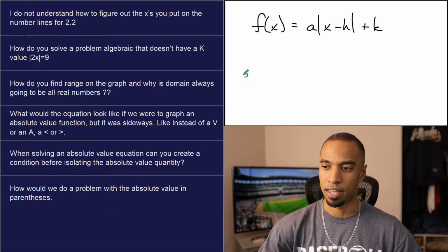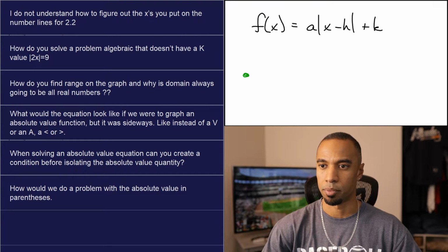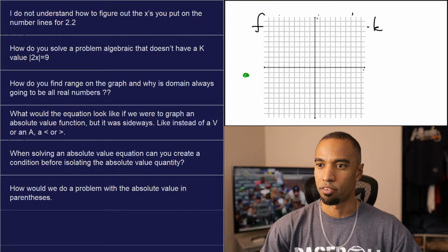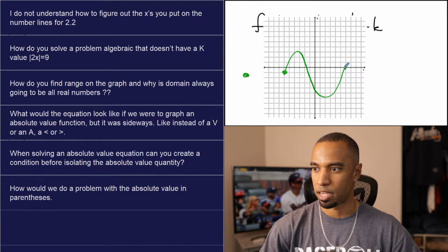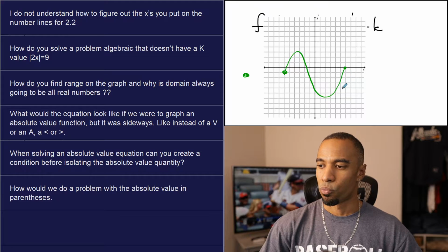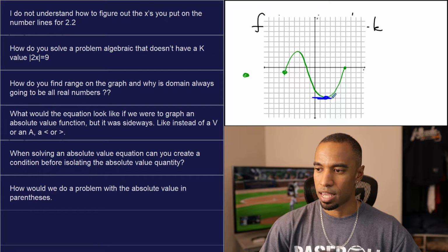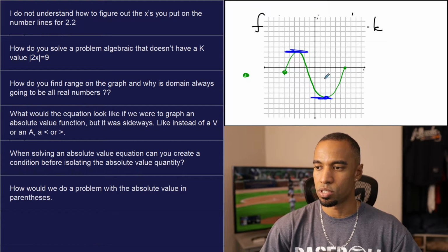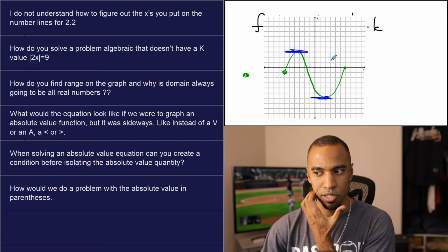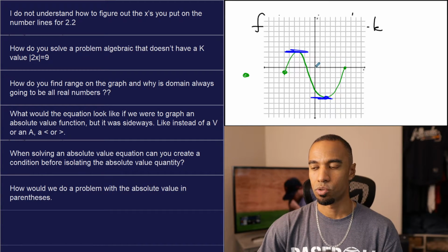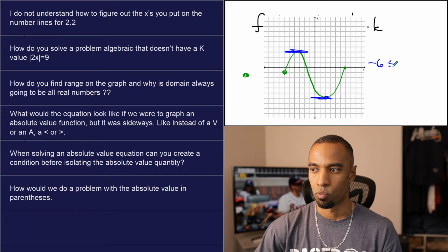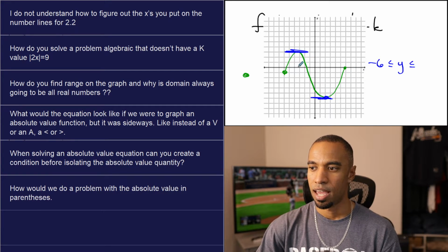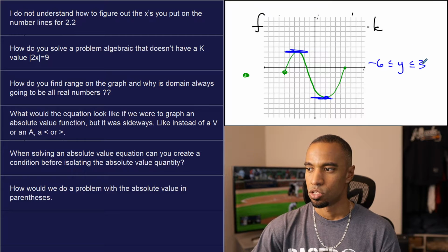So say you have a graph that starts off right here and it goes up and down and back up again like that. The range is how low it goes and how high it goes, and you have to express that either in interval notation or in terms of y. This goes as low as negative 6 on y, and it goes as high as 3. So that's the range.